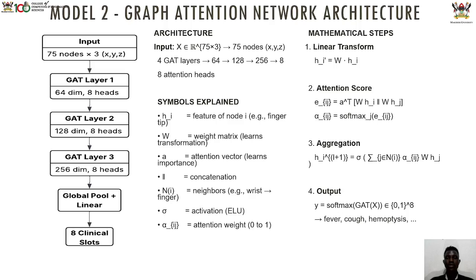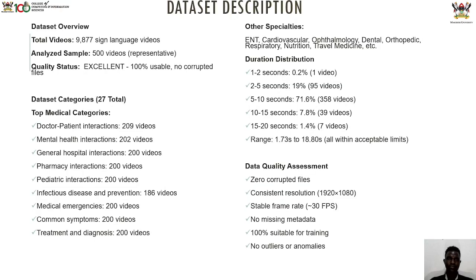And then the attention score calculates the attention of the neighbors at a given time. So if we are focusing on a hand, the neighbors will be the fingers and then the rest. At a given time, when someone is trying to sign in front of the camera, the attention score is to find which neighbor is more important at a given point. And then finally the aggregation merges all of them together. And then the output maps to the clinical slots.